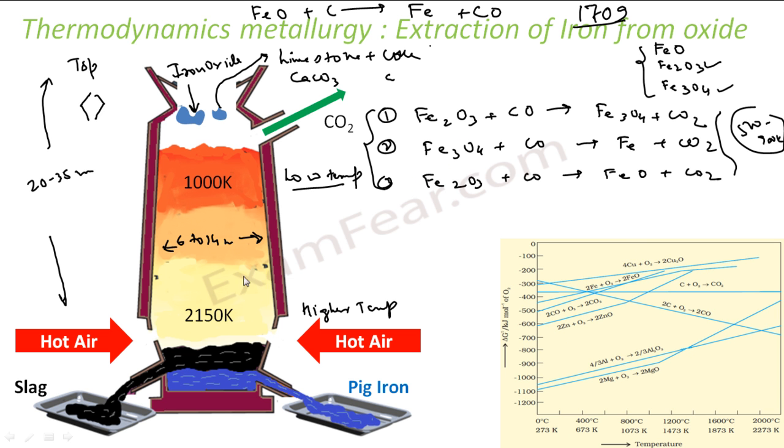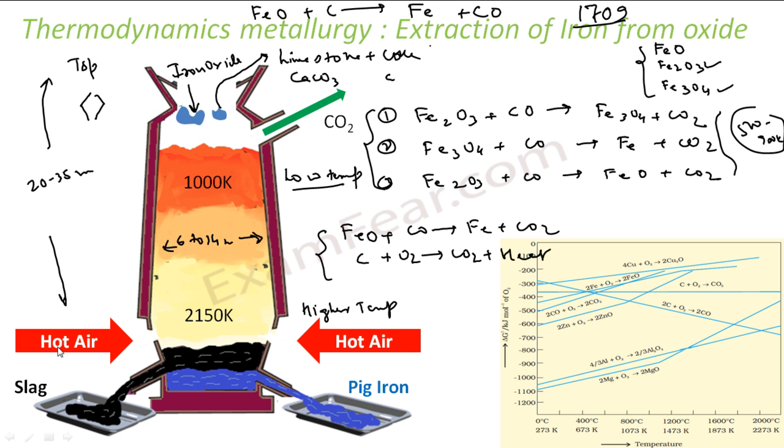Now at this higher temperature range, we have some more reactions. FeO, which we get here, plus CO gives Fe plus CO2. Fe is my pig iron. Also I have used the coke. Coke will react with oxygen to form CO2 and heat. So this heat is also increasing the temperature here.